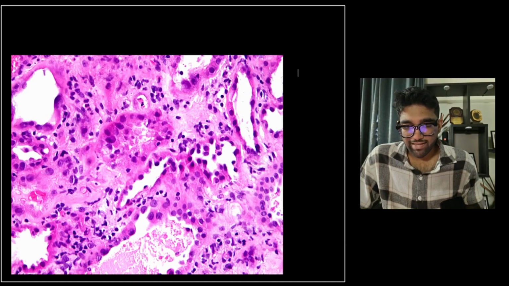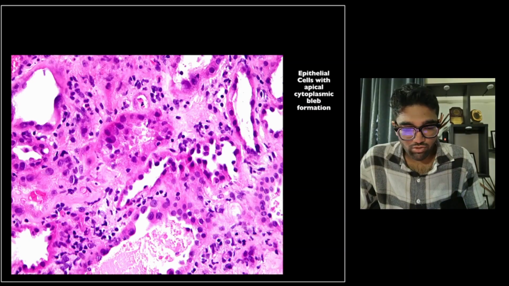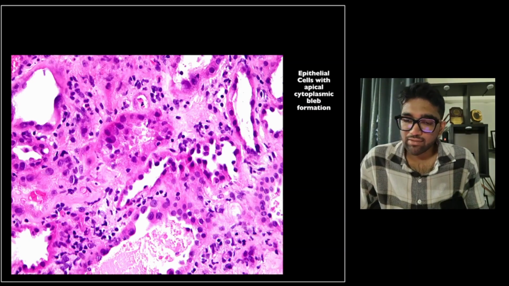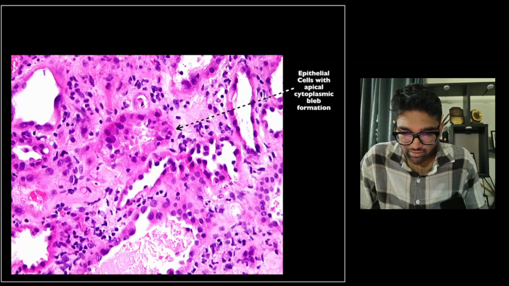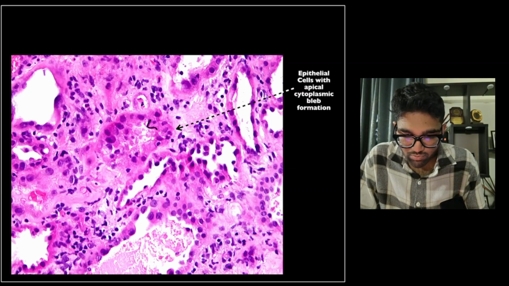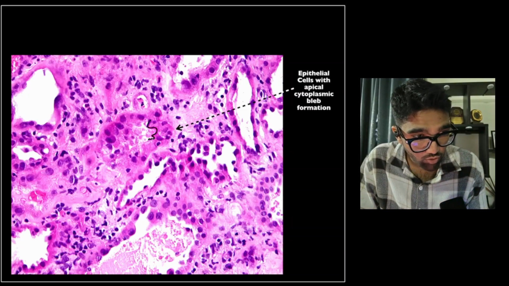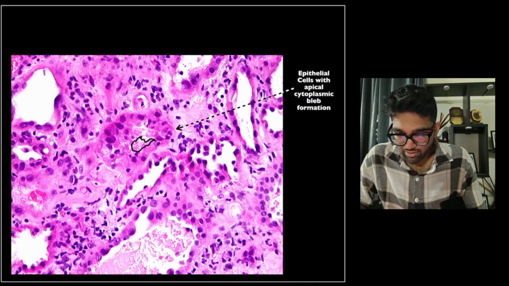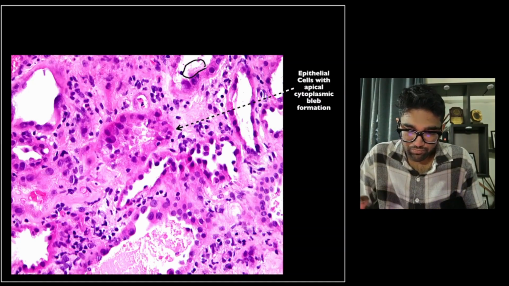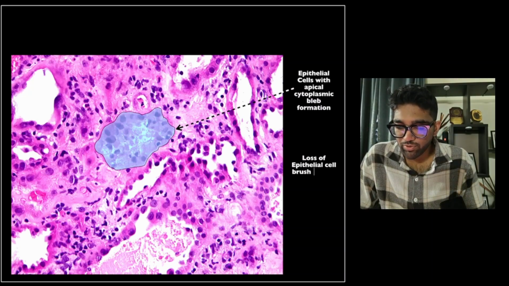Okay. So this is a slightly higher power view, where I'm trying to highlight the blebbing of the apical cytoplasm in these cells. It's quite prominent, as you can see, that here the apical cytoplasm is not smooth, nor is it a brush border. You're actually losing the contours of the apical cytoplasm, and you get these blebs on top here. So that's very abnormal. It's also very prominent here. Again, this is highly suggestive of acute tubular necrosis.